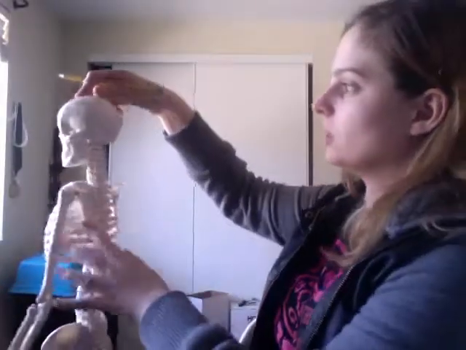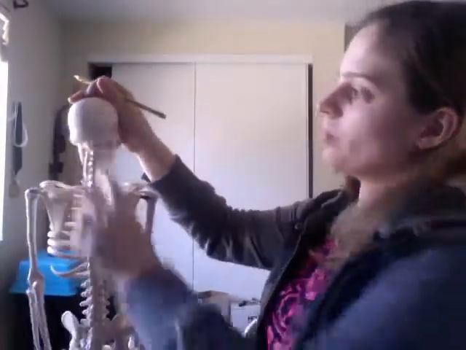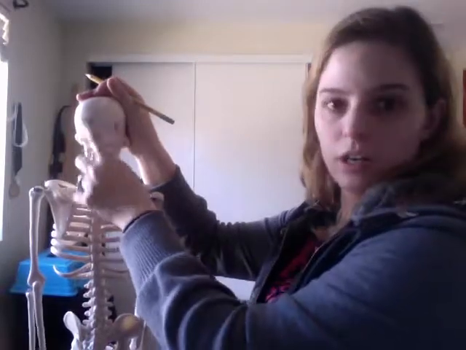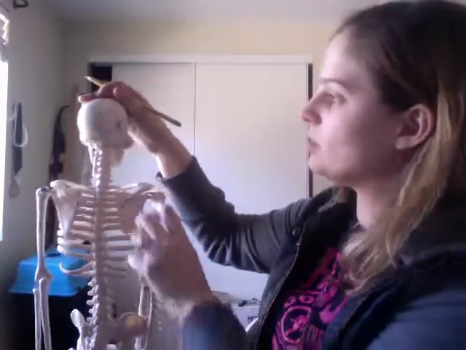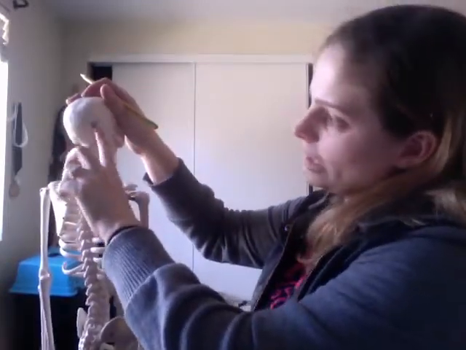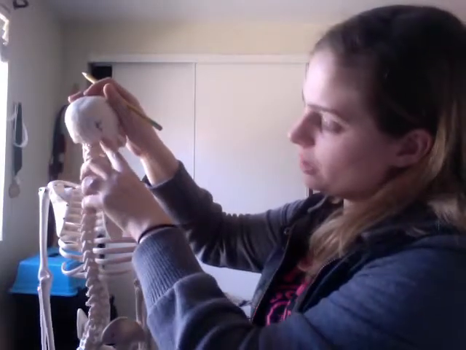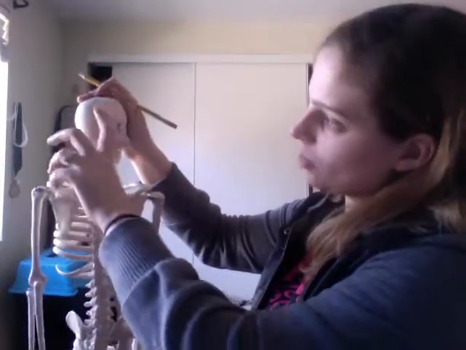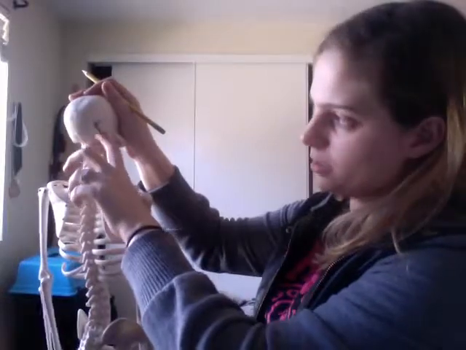Then we have the lambdoid, which is going to be right here in this little arch area. This is the lambdoid. Then we have the squamous, which is kind of lateral and inferior to the lambdoid. It's going to be coming up at an angle right there, and that's going to be the squamous. And that's just where the parietal and temporal bones meet laterally at the skull.